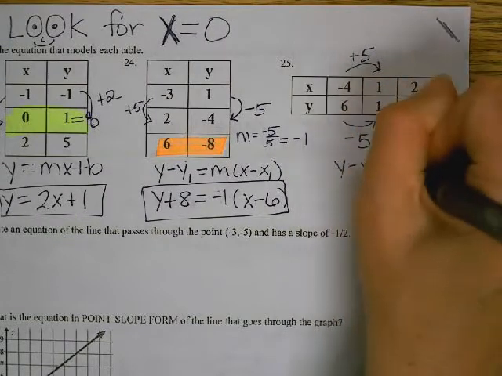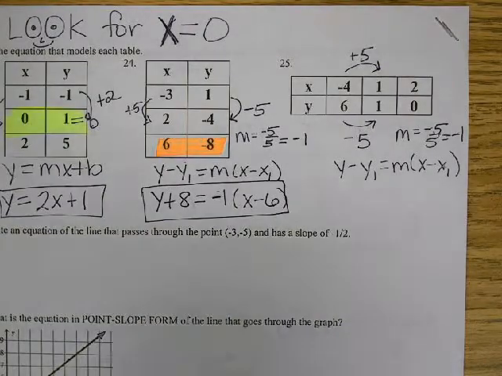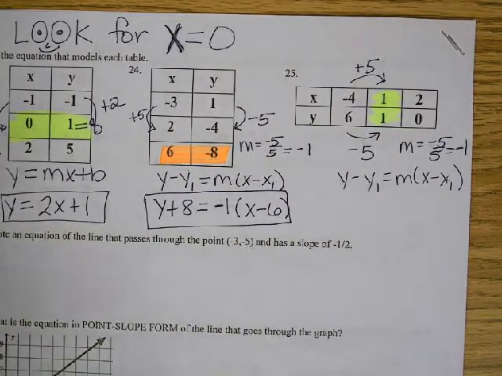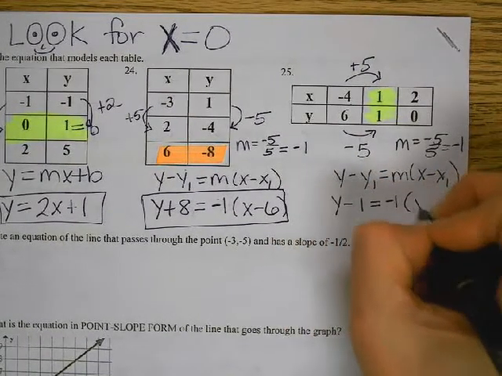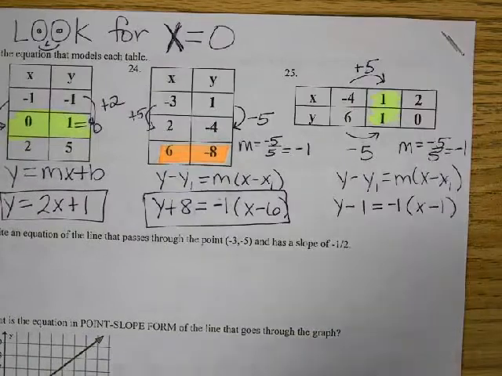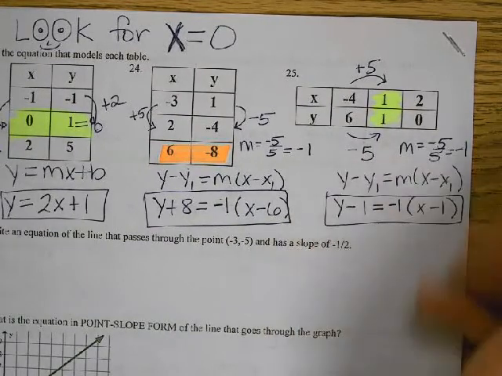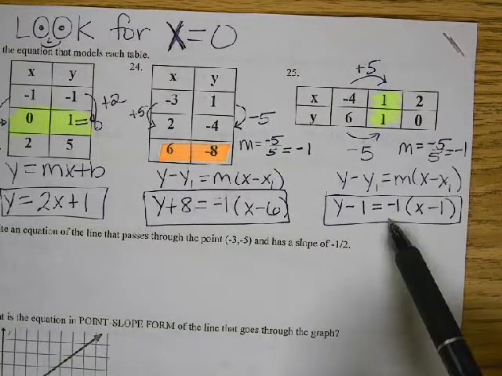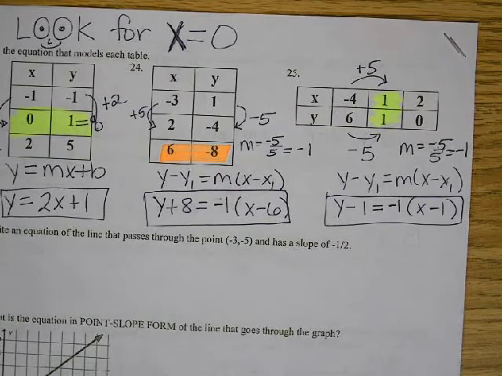y minus y1 equals m times x minus x1. So pick a point. I'm just going to pick 1, 1, because then that's just easy, right? So it's y minus 1 equals negative 1 times x minus 1. And you are done. The negative 1 came from the slope, and the 1 and the 1 came from the point. Okay.